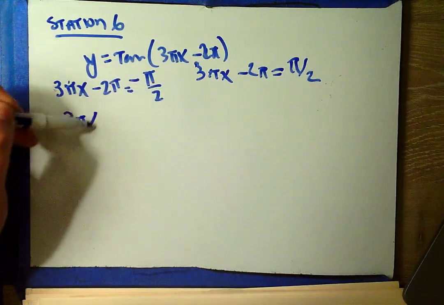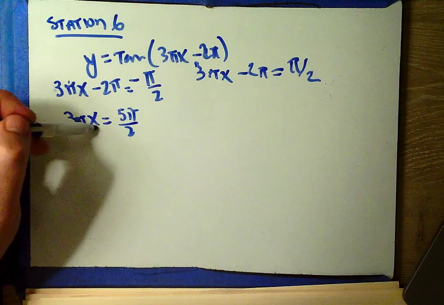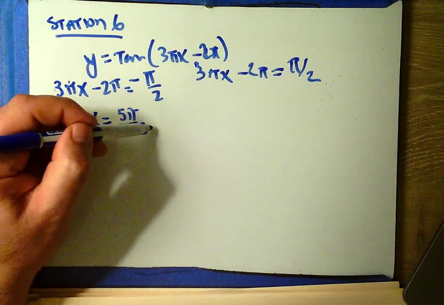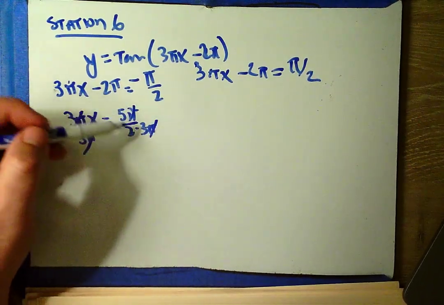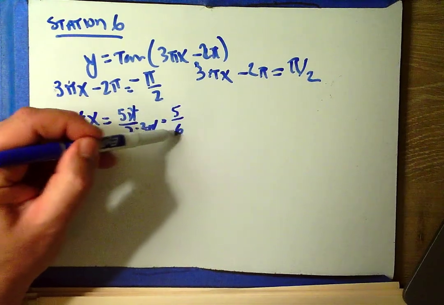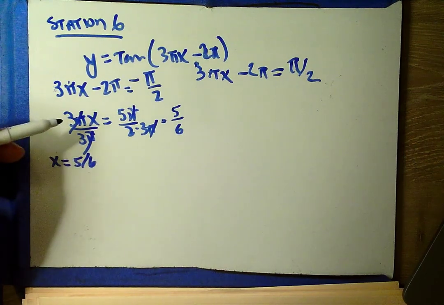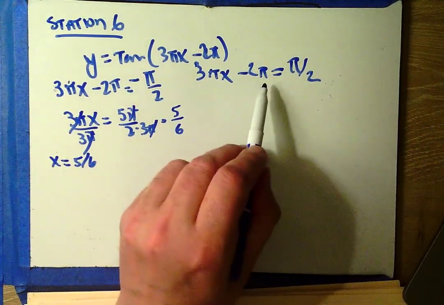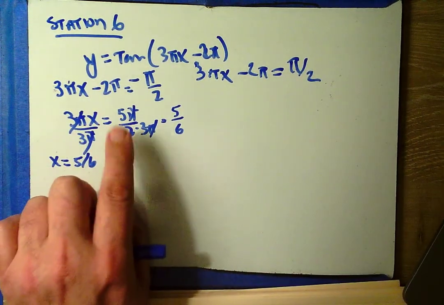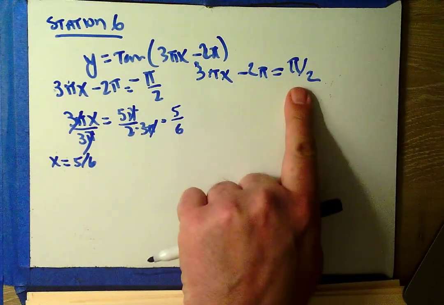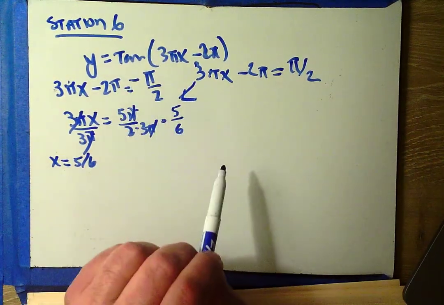Okay, so I want to add 2 pi or 4 pi over 2 to this. I'm going to have 3 pi x equals 5 pi over 2. And then I'm going to divide by 3 pi. And I see that these pi's can cancel, and 2 times 3 is 6, so I get 5 over 6. x equals 5 sixths. Do you see what I did wrong? I actually did this one. I thought I was doing positive pi over 2. So this one is done. I still need to do the negative pi over 2.